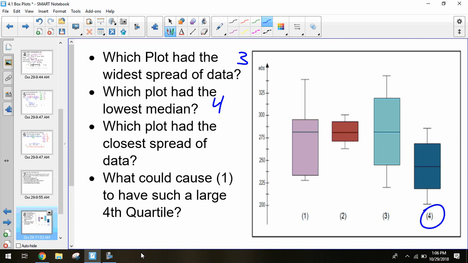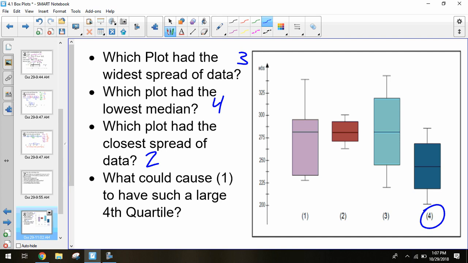Which box plot has the closest spread of data? 2. If we look, 2 is very close together. It's very small, it's very shrunk. Because it's so small, all of the numbers in that data set are very close together. They're not spread out like some of our other data sets. We don't have data going from all the way up to 350 all the way down to 250. Our second box plot is only from about 300 to 250-ish. So it's very close together compared to the other ones.